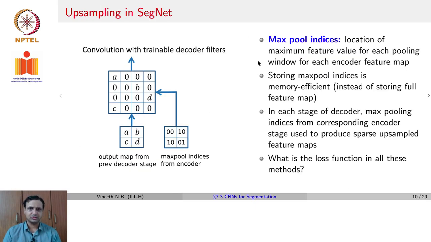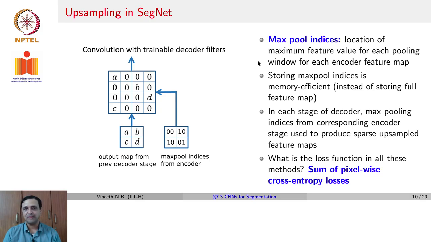What is the loss function? We've seen a couple of architectures now, FCNs and SegNets. What would one use as a loss function to train such networks? Simple. It's the sum of pixel-wise cross-entropy losses.